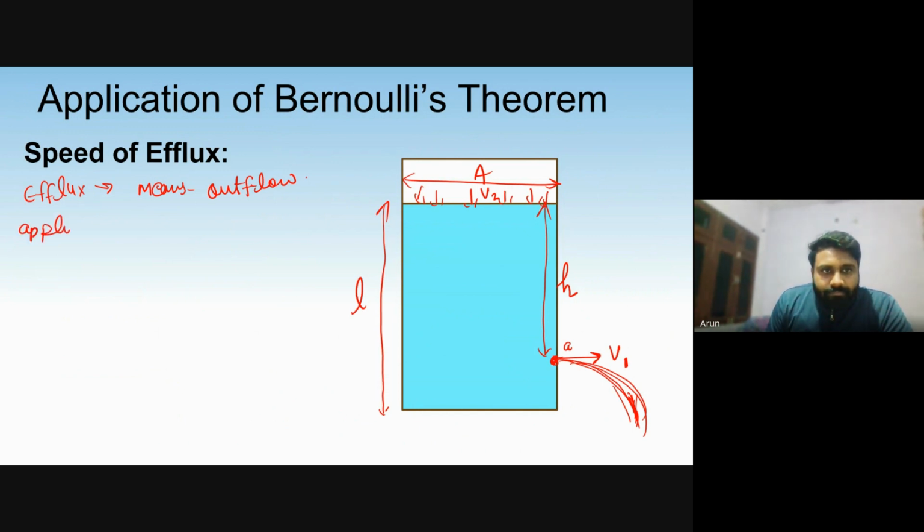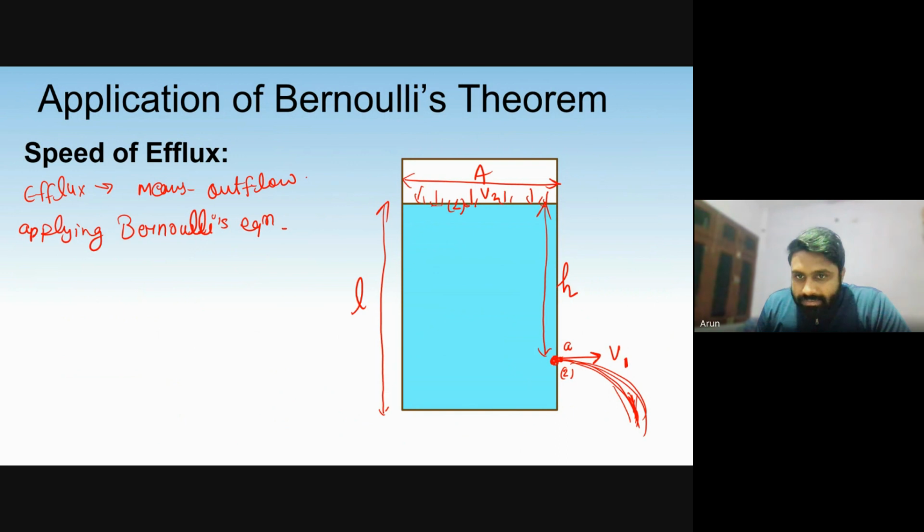Now what we are going to do is apply the Bernoulli equation, the backbone of fluid mechanics. For the Bernoulli equation we have to define the points where we are applying it. This is point number 1 at this surface, and this is point number 2. This point number 2 is just outside the container. This is the container, and here we have made a hole. So this point is here.